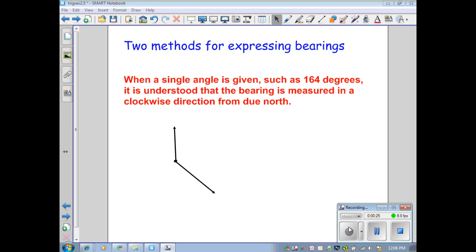When we deal with bearings, there are two methods for expressing them. When a single angle is given, such as 164 degrees, it is understood that the bearing is measured in a clockwise direction from due north.